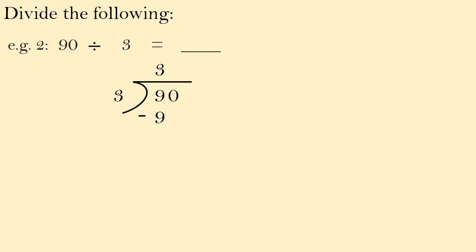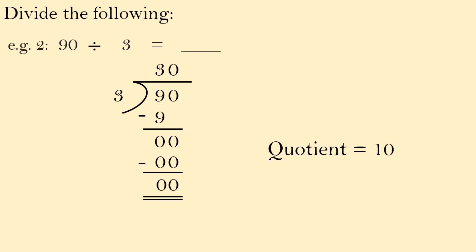So 3 3s are 9. So 9 take away 9, 9 minus 9 is 0. We still have to bring that 0 which is there on top down. This has come from here down. Okay, 3 into nothing will give us nothing. So that means our quotient is 30, our remainder is 0.